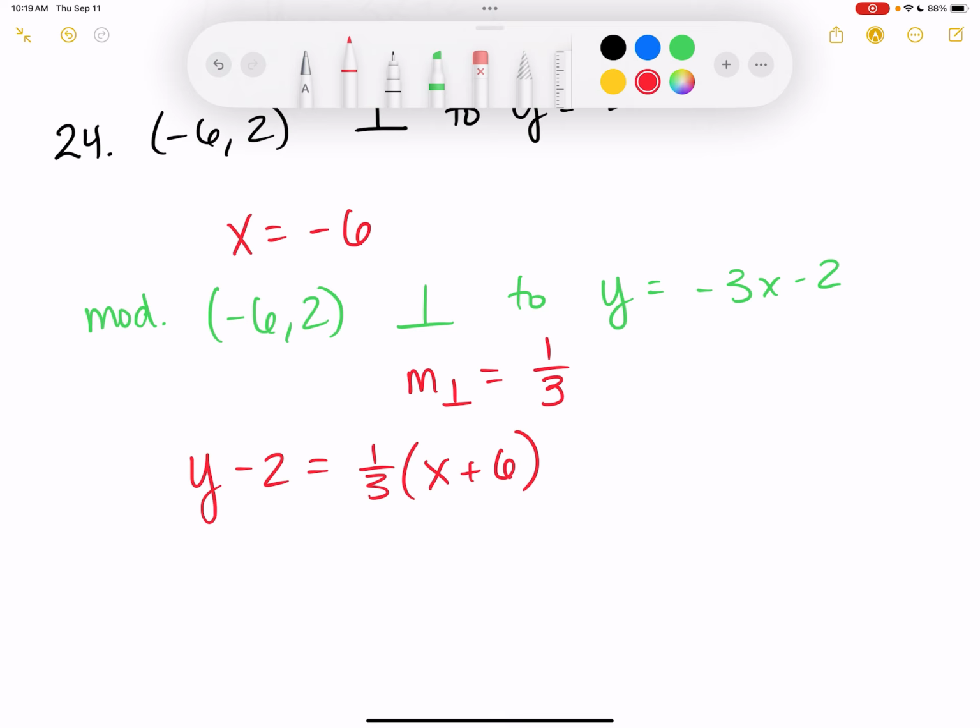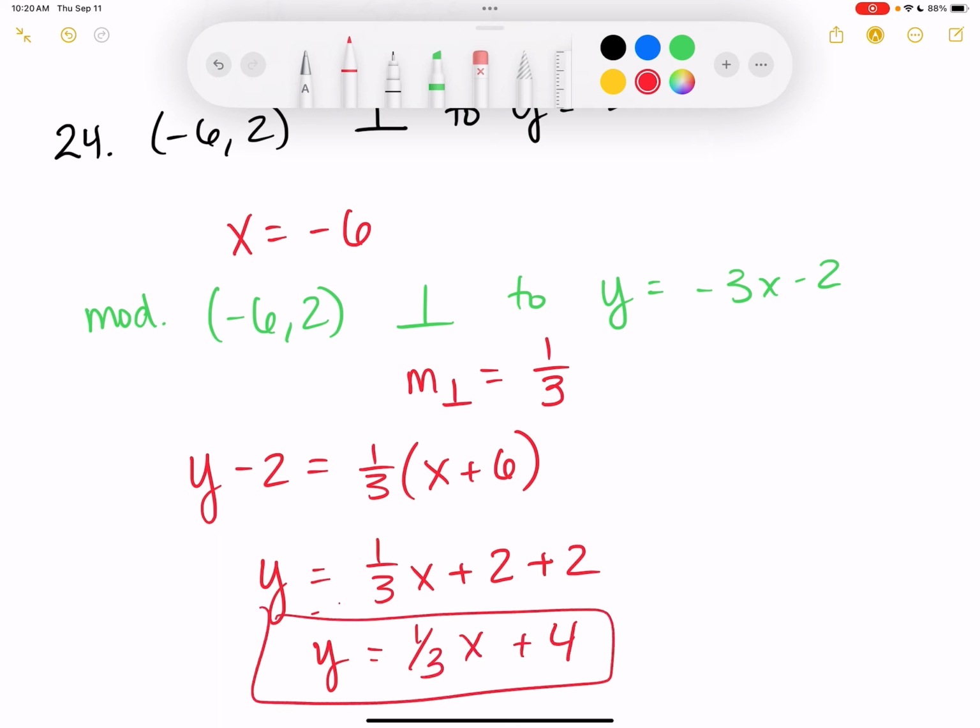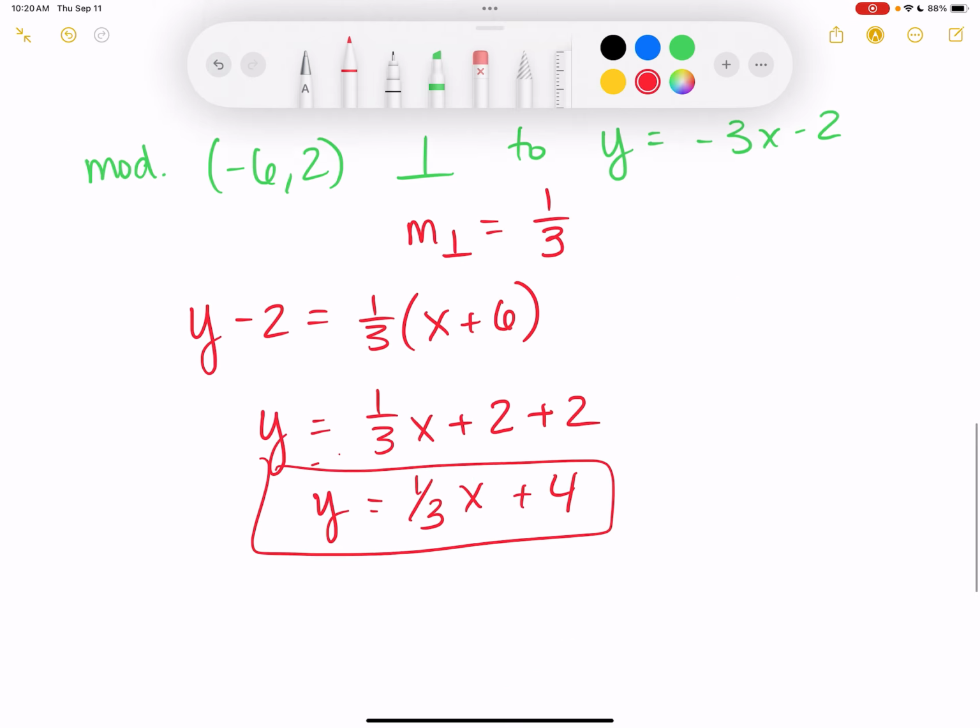So I've got y equals 1/3 x plus 2 plus another 2 from the other side. So ultimately y equals 1/3 x plus 4. That would be my equation. And again, I can look, 1/3 and negative 3 are perpendicular slopes. So I know that I've done it correctly.